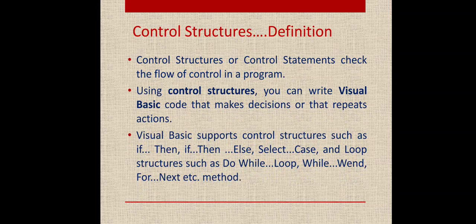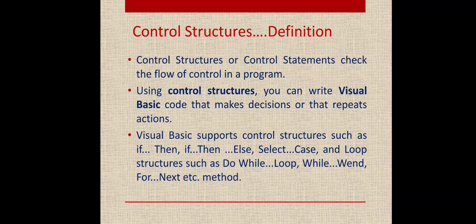We have if then else, select case. We have looping statements like do while loop, for next loop, for each loop, etc. So control statements have been divided into two types. One is called the decision control statements, and the other type is called the looping statements. In decision control statements, we usually have the if statement, if then else, and the select case statement. In looping statements, we have do while loop, while wend loop, for each loop.